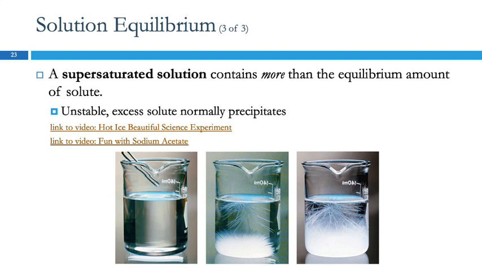I think you can get supercooled water that's below the freezing point. It just hasn't frozen yet. And then if you disturb it, you could see something like this happening where it's actually freezing. Yeah. So supersaturated solutions are unstable. They are not going to stay that way.